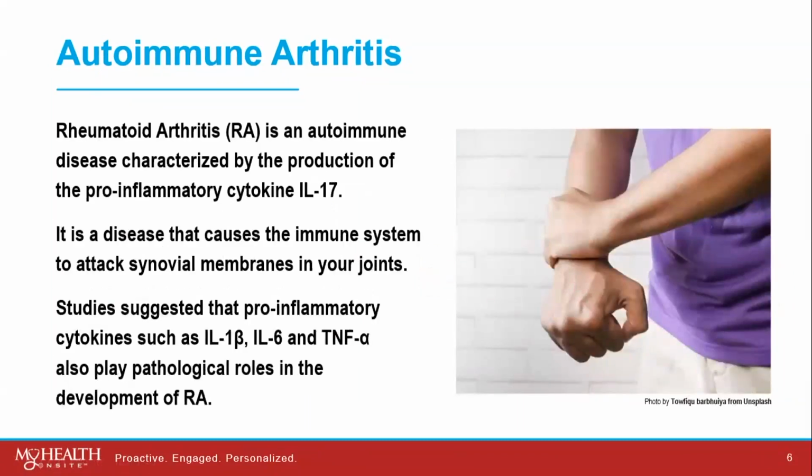Rheumatoid arthritis is an autoimmune disorder, and it's characterized by the production of pro-inflammatory cytokines, including interleukin-17, as well as interleukin-1 beta, interleukin-6, and TNF-alpha, which is something called tumor necrosis factor. And these pro-inflammatory cytokines from the research show that they play a pathological role in the development of rheumatoid arthritis. It is a disease that causes the immune system to attack synovial membranes in your joints.